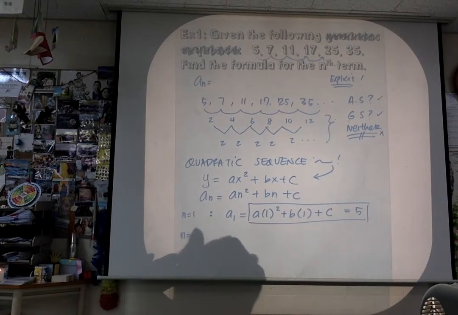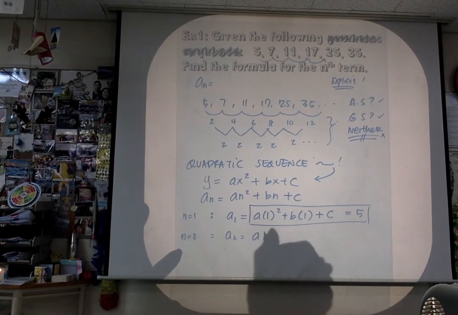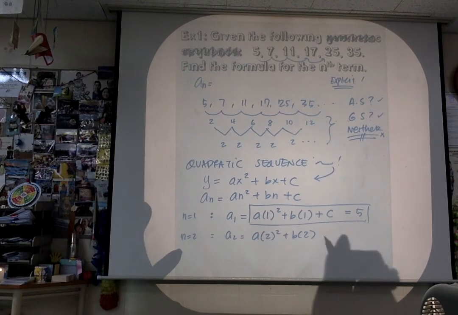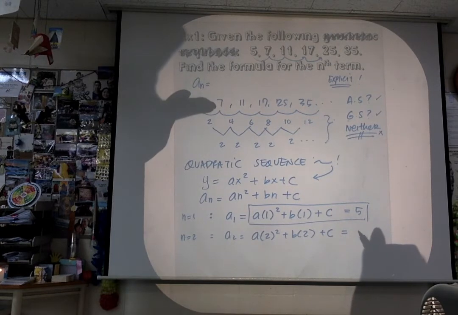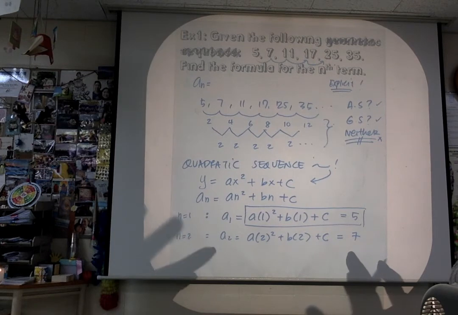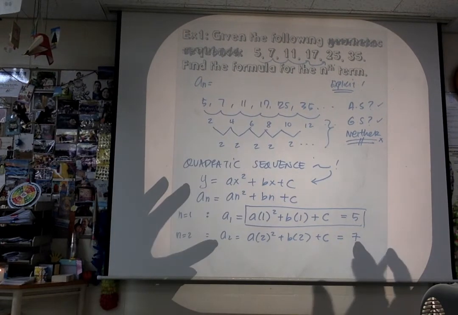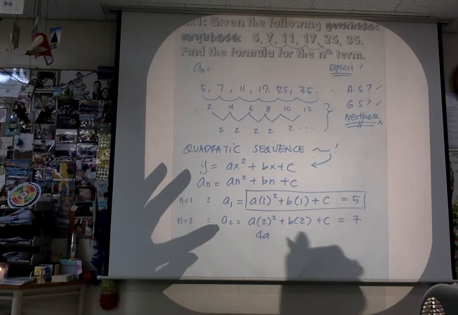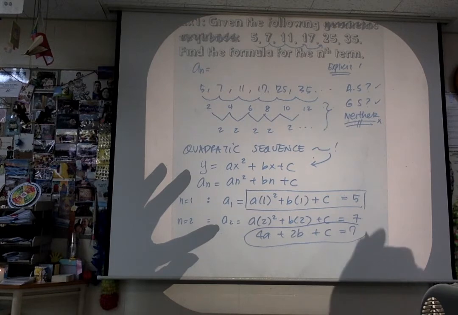What do you think is next? It's a sub 2. So instead of putting 1, you're going to put a times 2 squared plus b times 2 plus c. What does that equal? It's 7, right? The actual value in the sequence at position 2 was 7. So let's simplify this: 4a plus 2b plus c equals 7.